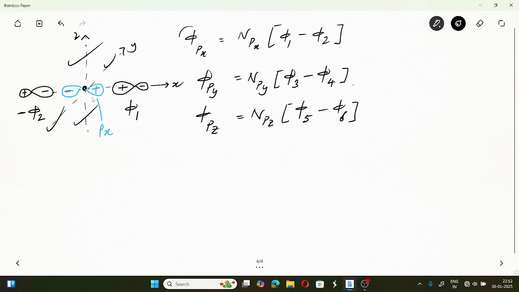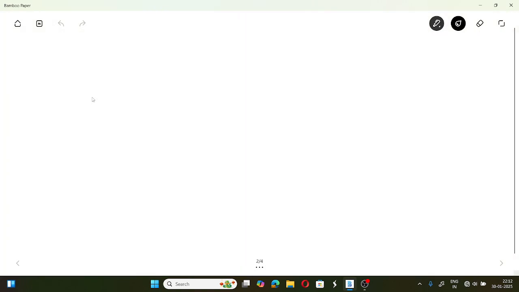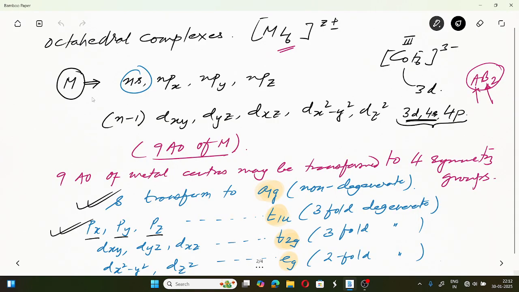So these three orbitals are actually T1U LGO. So we have constructed the group orbitals having matching symmetry with T1U of the metal. Okay. So what we have done is, we have done both of these. One is A1G and the other is T1U. We have constructed the group orbitals.